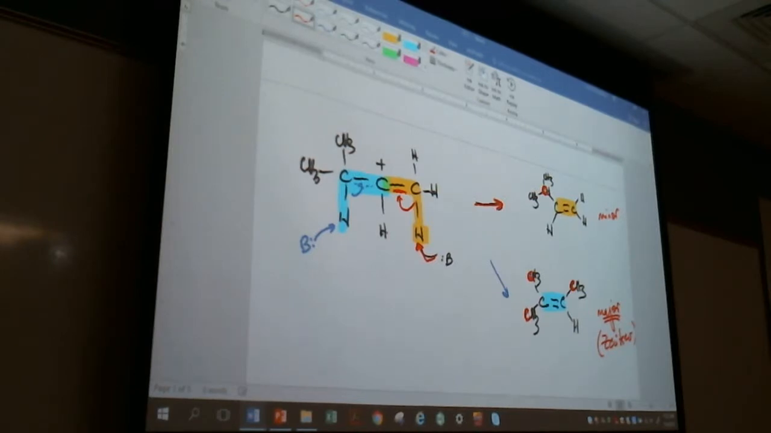And if I had had another carbon with another hydrogen here, then I would have had a third possibility. Okay, so anytime you have a carbocation, you need to worry about rearrangements, and in terms of eliminations, major and minor elimination products.